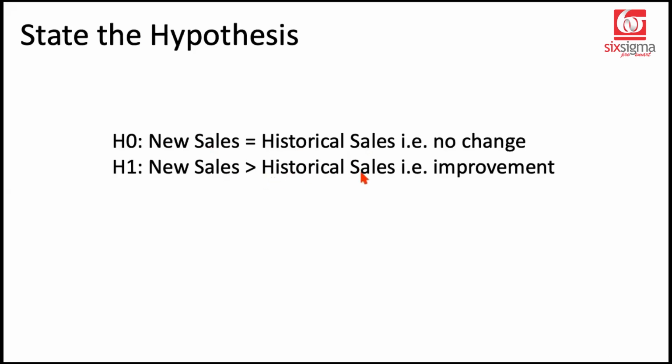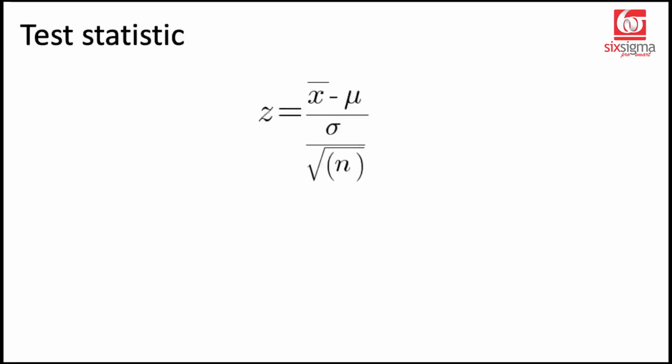So hypothesis in general is always triggered with the alternate. Null is something which is the prevalent belief, which is assumed to be true. Alternate is something which challenges the status quo. So if you have reasons to believe that you're doing something different from the common belief, is when you write the alternate hypothesis. In this case, the company's claim is that the new sales have improved compared to the historical sales. Now comes the test statistic.